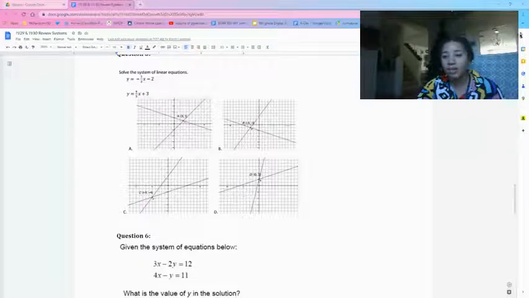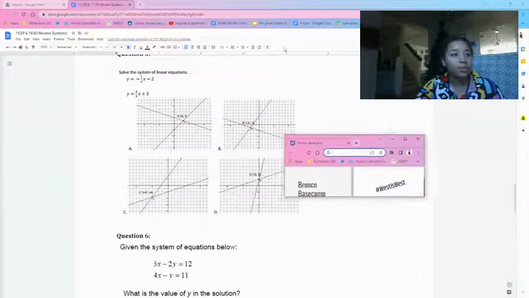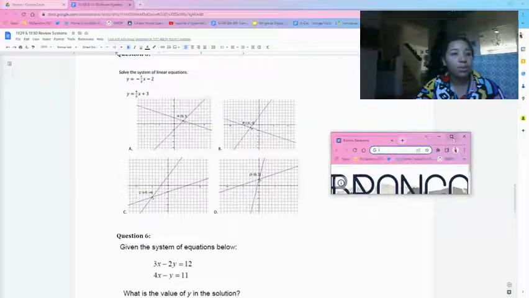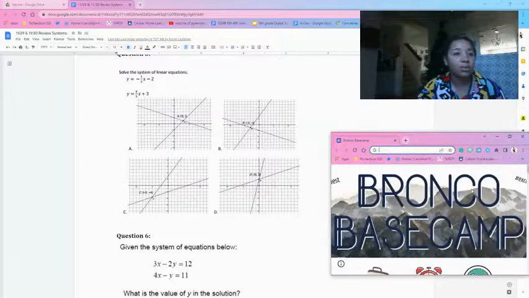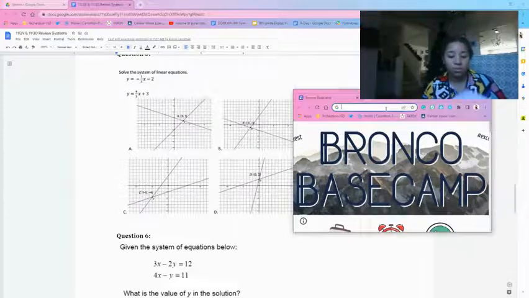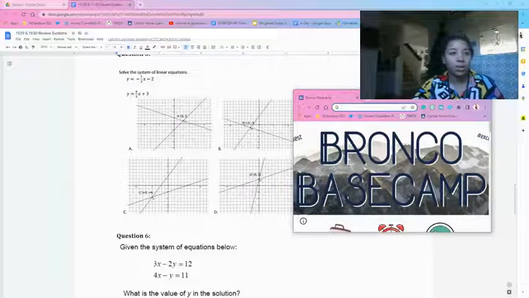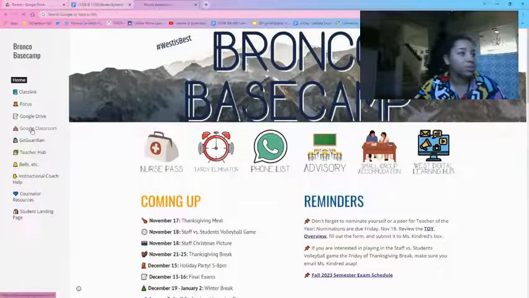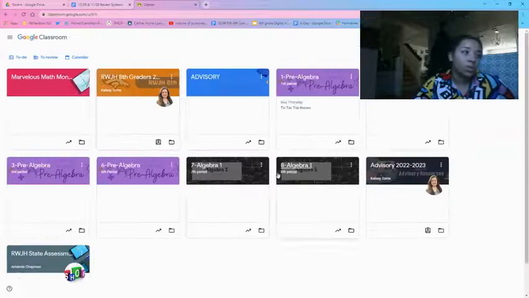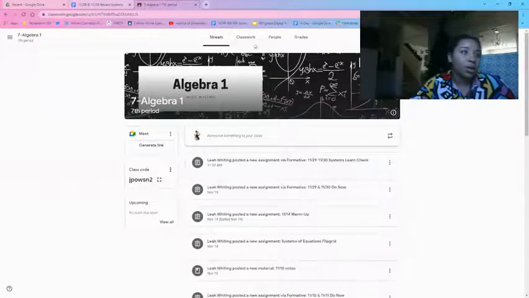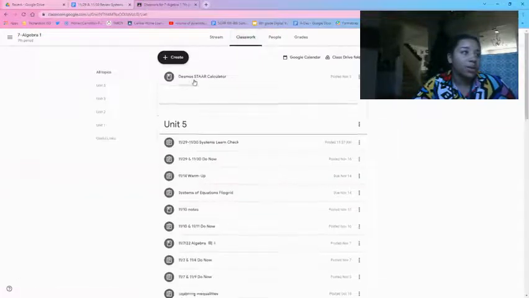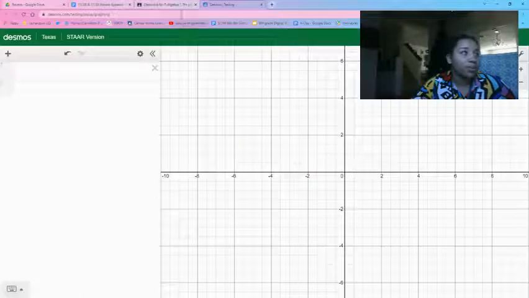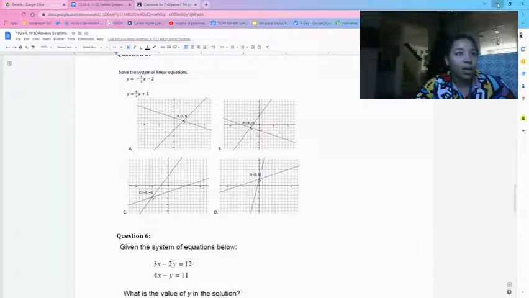So I'm going to get my Desmos calculator. We're going to go to test mode. So I'm going to go to Google Classroom. I'm going to toggle. I'm going to go to 7th period, classwork, then Desmos star calculator. And then I'm going to pull this out. Bad idea.